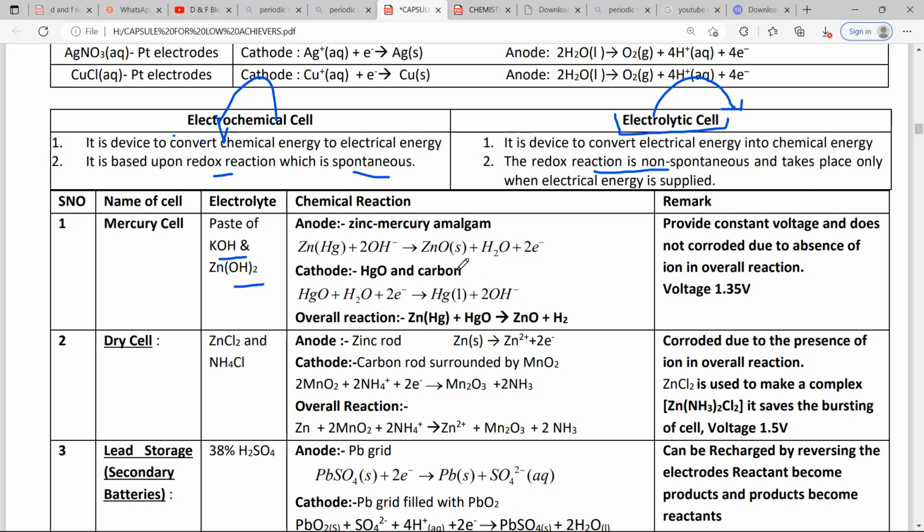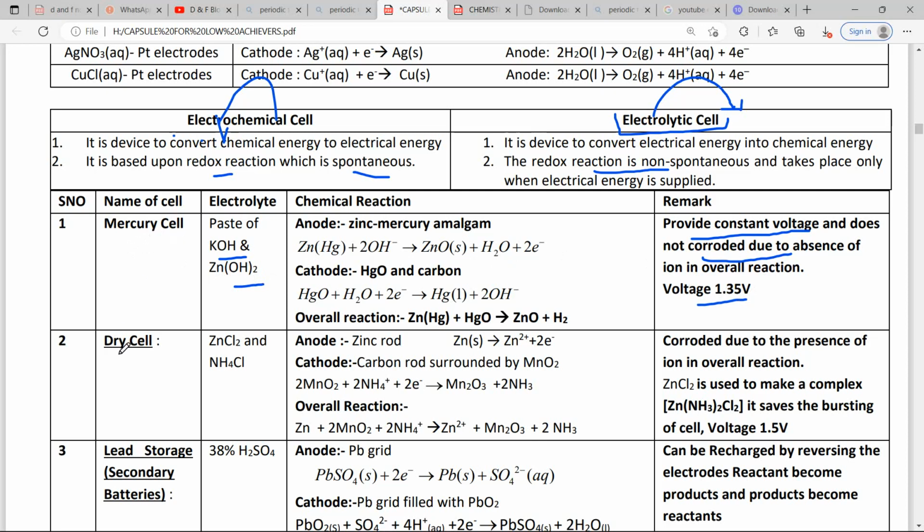So it provides constant energy. This is the advantage, the positive thing of the mercury cell, because it gives constant voltage and does not corrode due to the absence of ions in the overall reaction. The voltage will be a standard 1.35 volt always. And this is a primary cell.